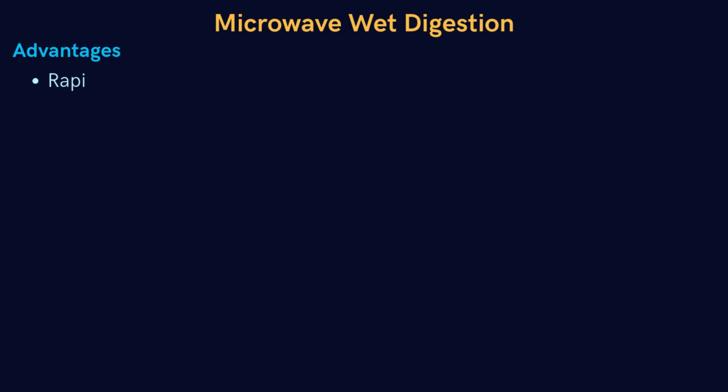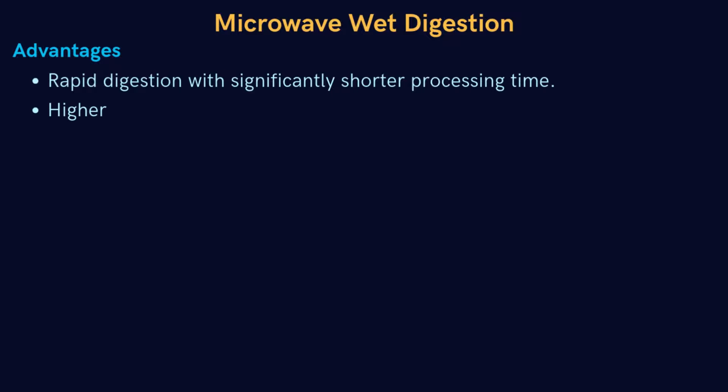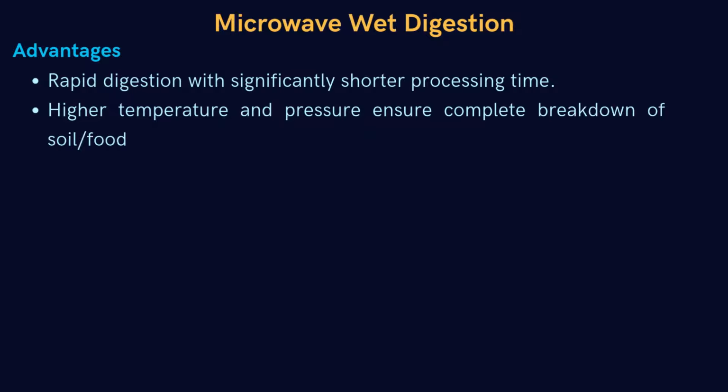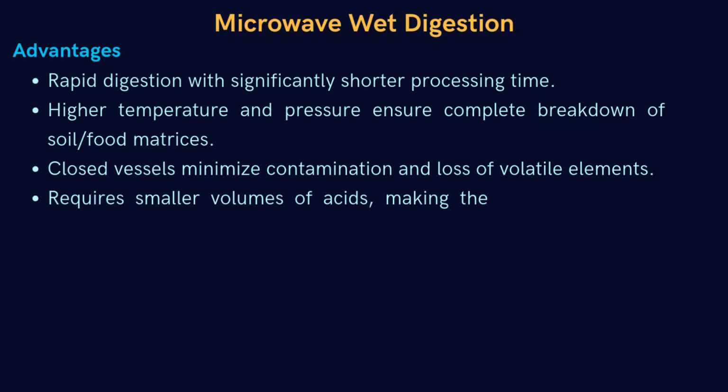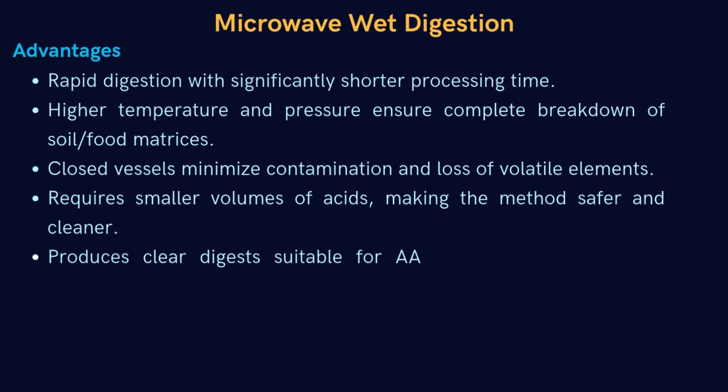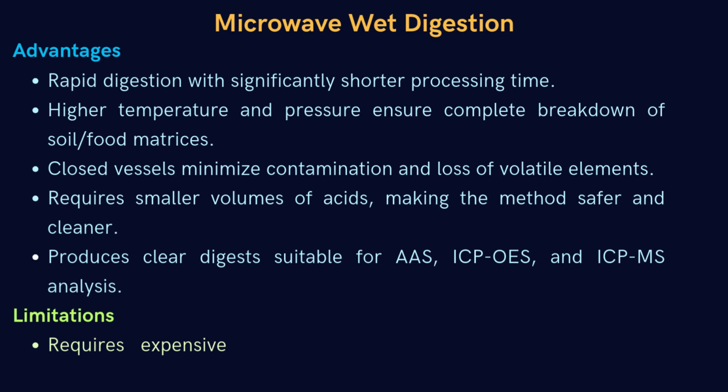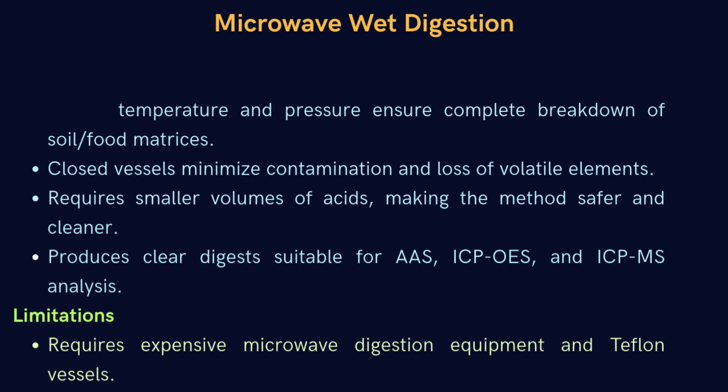Let us see the advantages of microwave digestion: rapid digestion with significantly shorter processing time. Higher temperature and pressure ensure complete breakdown of soil, food matrices. Closed vessels minimize contamination and loss of volatile elements. Requires smaller volumes of acids, making the method safer and cleaner. Produces clear digest suitable for AAS, ICPOES, and ICPMS analysis. Limitations of this digestion method are: requires expensive microwave digestion equipment and Teflon vessels.